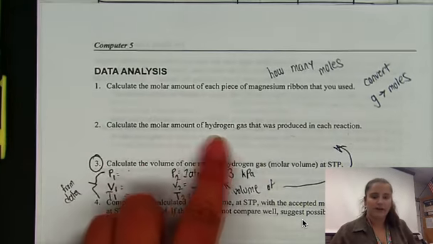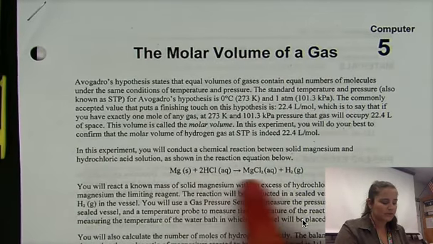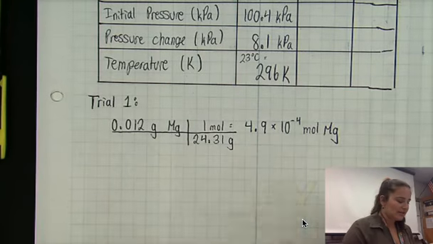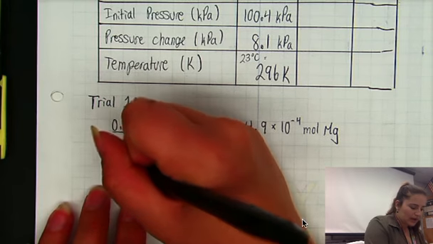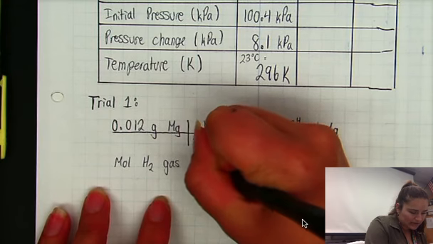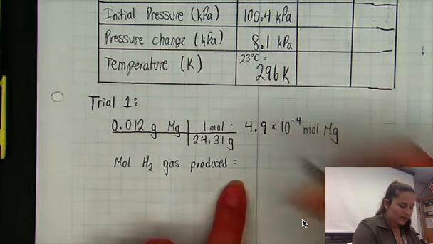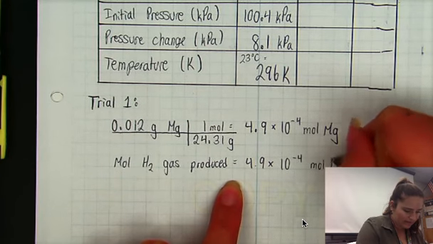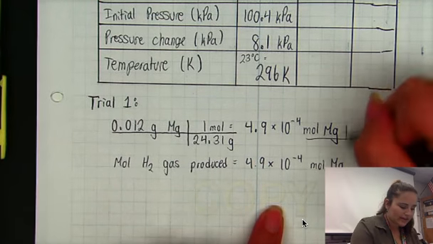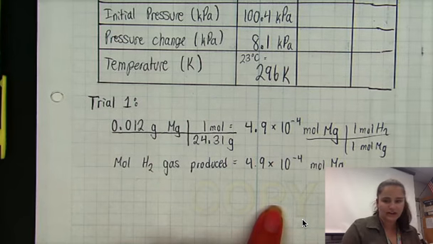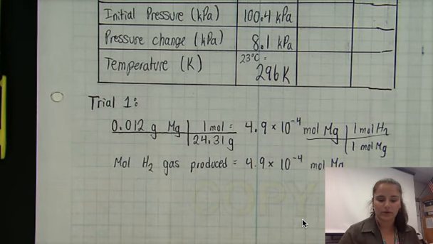Now, calculate the amount of hydrogen gas that was produced. 1 mole of magnesium gives 1 mole of hydrogen gas. It's a 1-to-1 ratio, so this means that my moles of hydrogen gas produced is also 4.9 times 10 to the negative 4 moles. Okay, you can think of it like this: 1 mole of magnesium equals 1 mole of hydrogen gas, using the mole ratio from the balanced chemical equation.